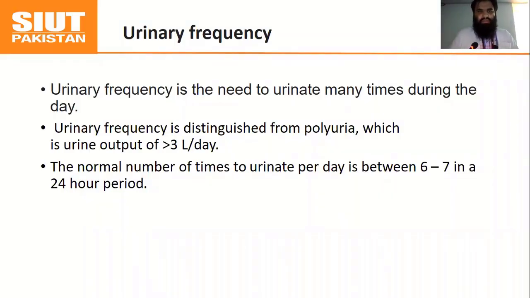Now we come to the symptoms of the lower urinary tract. The first symptom is urinary frequency, which is the need to urinate many times during the day. Urinary frequency is distinguished from polyuria, which is urine output of more than 3 liters per day. The normal number of times to urinate is between 6 to 7 times in a 24-hour period. Some studies show 5 to 6, and some show 7 to 8. So the average is 6 to 7 in 24 hours according to EAU.